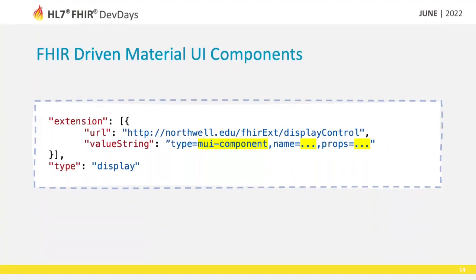So how do we drive this from FHIR? We use a custom extension object again. This is very similar to the first pattern. The main difference is the type. In the first pattern, we passed adaptive card for the type. In this pattern, we pass MUI component. You can see that we're also passing a name. This is the name of the component that we want to render. Finally, we can also pass some props. These props are forwarded to the Material UI component, allowing us to change the behavior and appearance. Let's take a look at some examples.